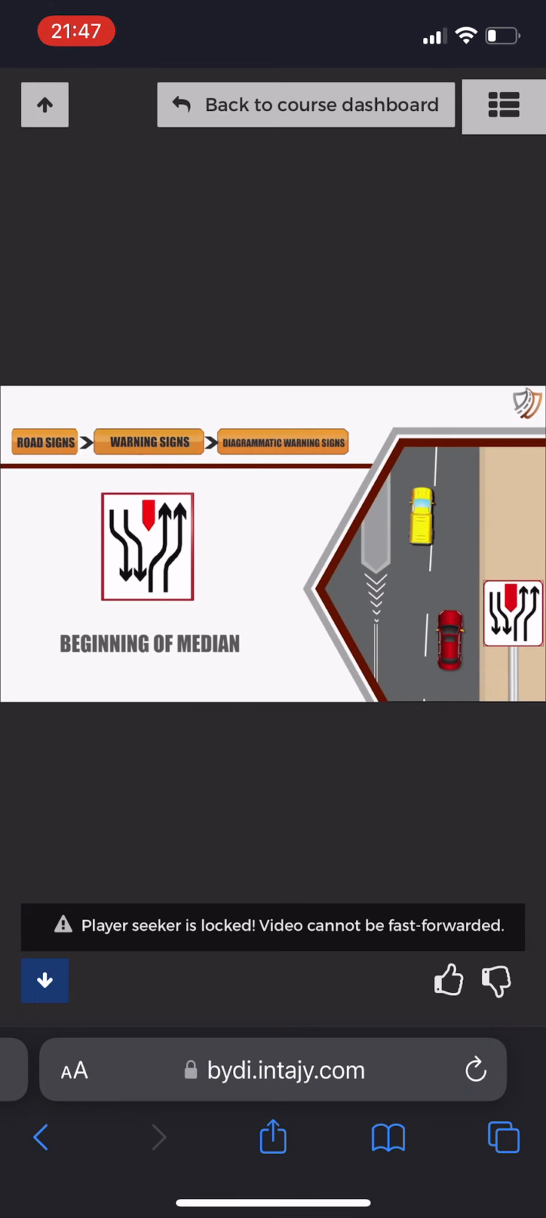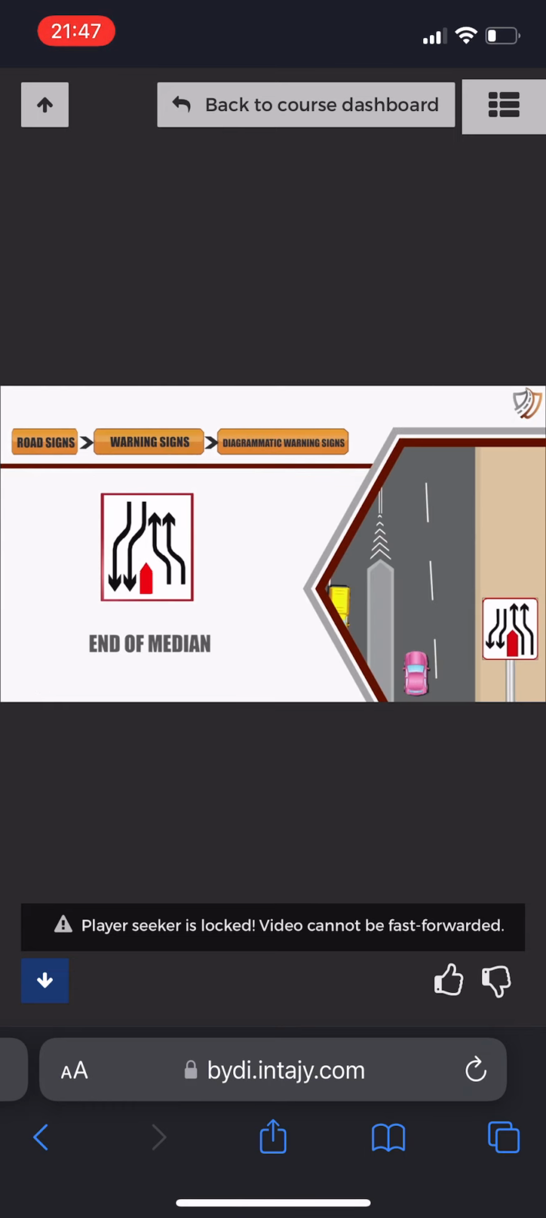Beginning or end of median. Beginning of median. This sign warns the motorist that a median is beginning in the roadway ahead. Motorists must be careful with the central divider or median. End of median. This sign warns the motorist that the central reservation or median is ending ahead. Motorists must be careful in this situation.